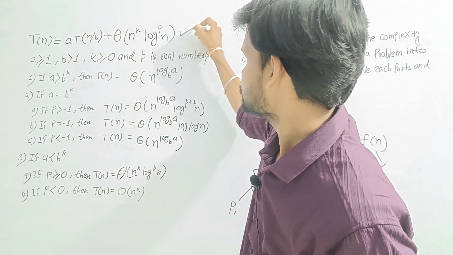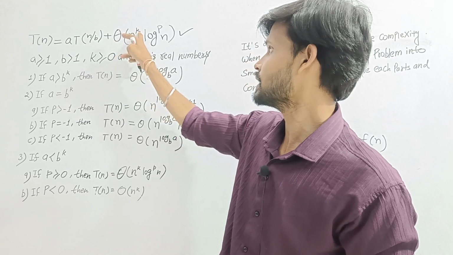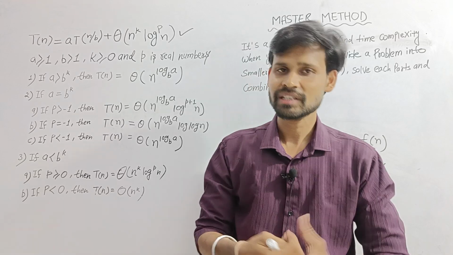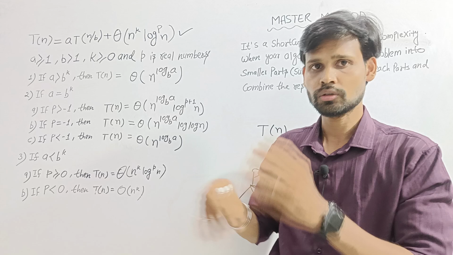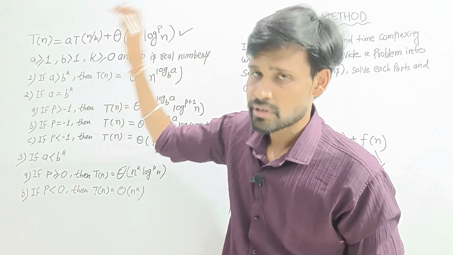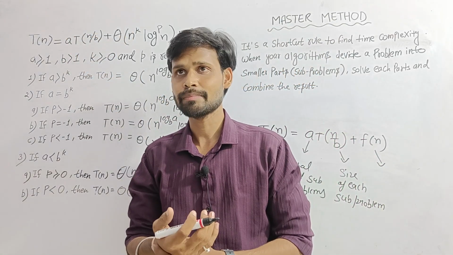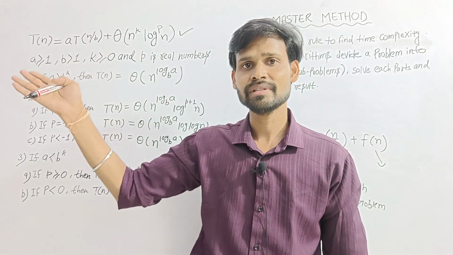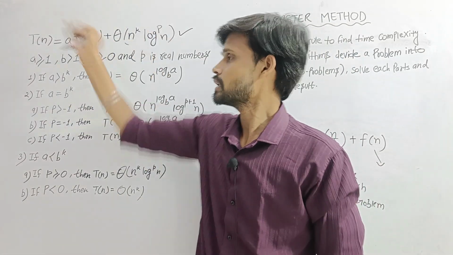Here you can see T of n equal to a of T of n by b plus theta of n power k log power p n. This is the format of the recurrence equation for the master method that we have to know. If you have a recurrence equation in this format, then you have to find some parameters like a, b, k and p from the original recurrence equation.